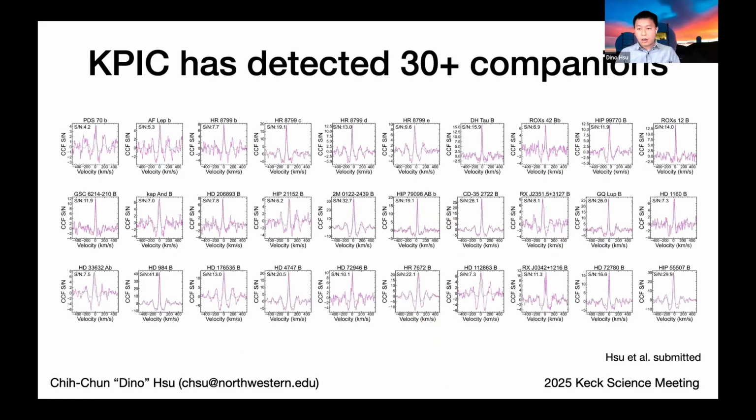So there's been a lot of imaged planet and brown dwarf companion discoveries over the past few years. And KPIC has followed up, and we have already detected 30 of the companions. And this is a gallery of all of our detections, starting from planetary mass at 2 Jupiter masses all the way to 90 Jupiter masses or so.